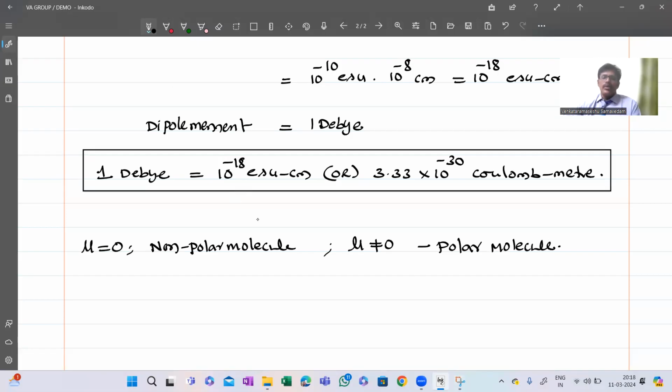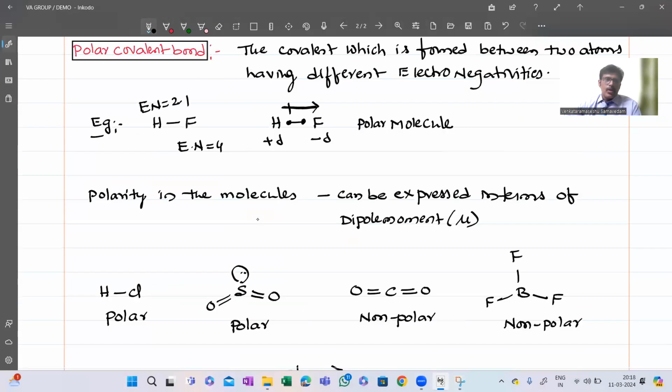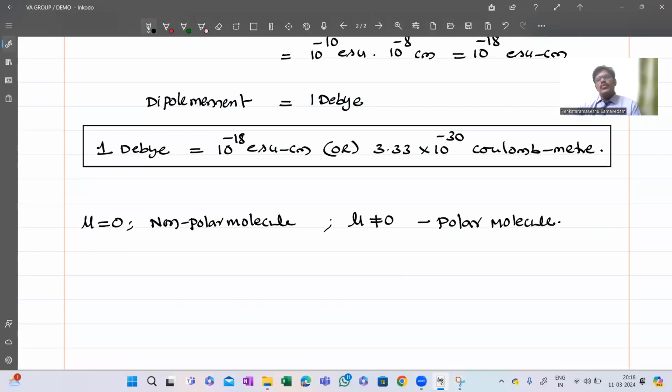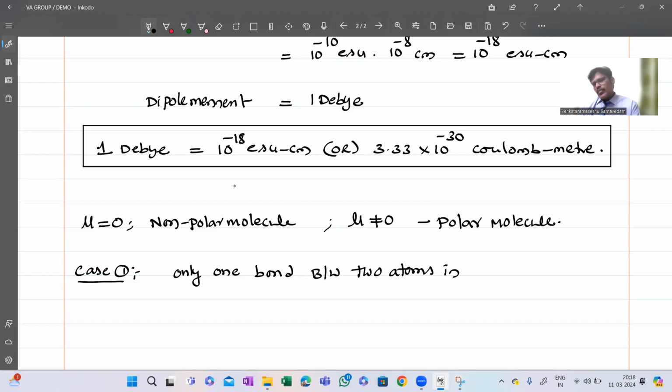So how can we find out? We have different types of molecules. How can we find out the dipole moment? We have different cases, so in terms of cases, I will explain. Case 1: only one bond between two atoms in a given molecule.